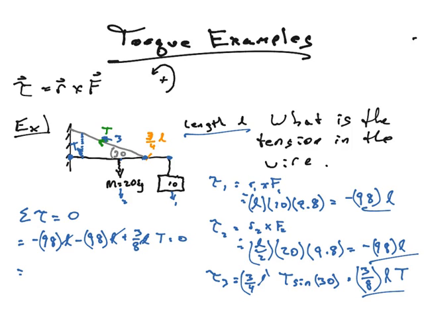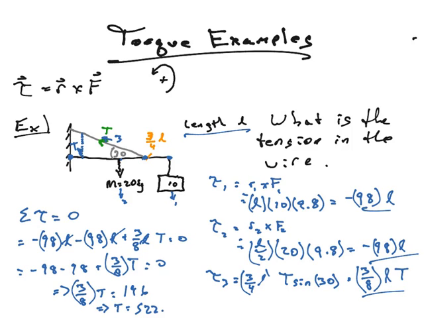All right, so what's left? I want to solve for T. So we have minus 98 plus 3/8 times T equals 0. So 3/8 times T equals 196. Solve for T, and I get 522.67. So that's how much tension would be in this wire.